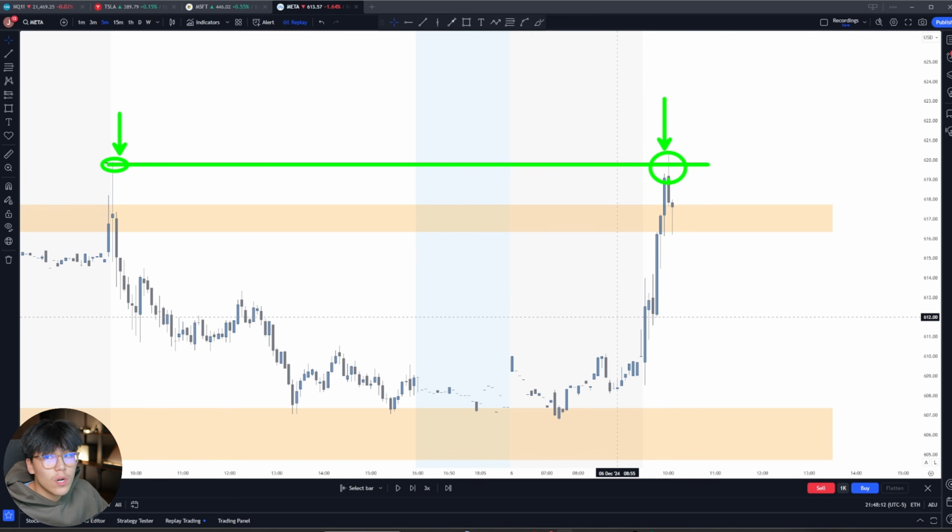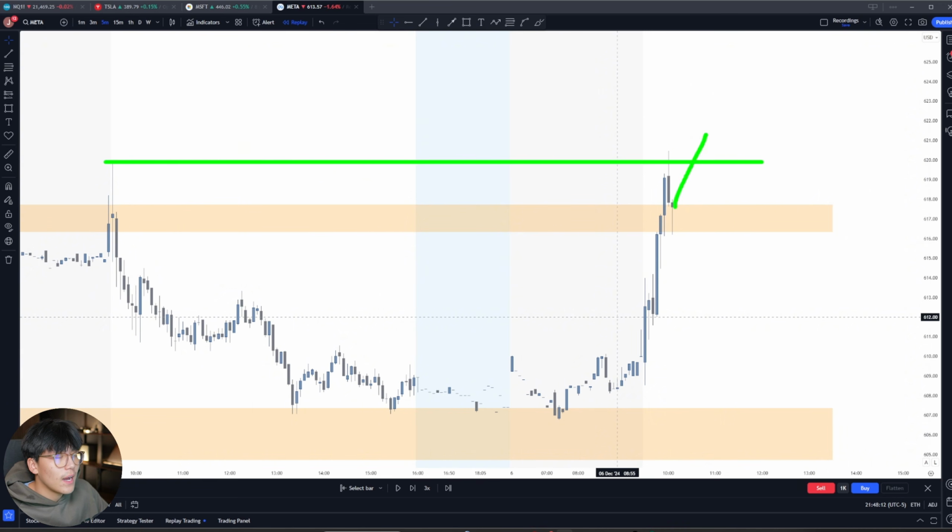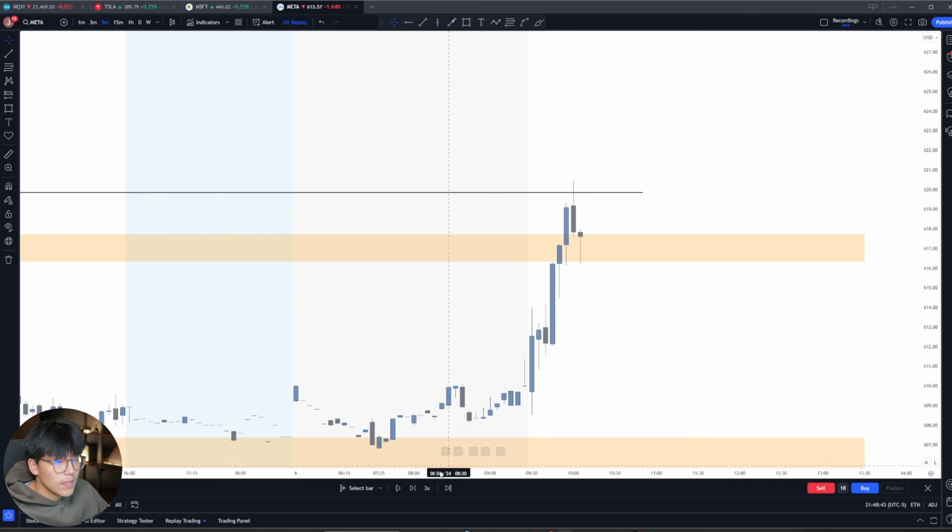So if we do want to go long on Meta, we have to wait for a break above your previous day highs and a retest of this level for a continuation towards the upside. If price cannot break above this key high, then we can expect it to still be inside of this range on the higher time frames. So now let's keep playing out the tape.